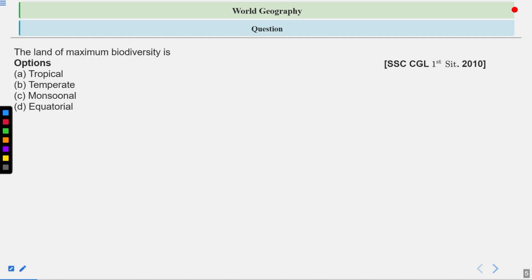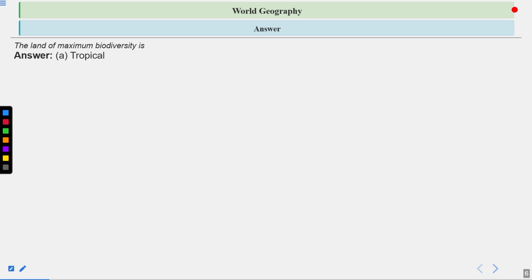The next question: the land of maximum biodiversity is. Options are tropical, temperate, monsoonal, or equatorial. If we talk about maximum biodiversity, that can occur only in one among the following, and that is the tropical region. Why tropical? Because this region has an abundant amount of sunlight, and also a lot of rainfall. Because of the rainfall and sunlight, the flora is highly dense in these regions.